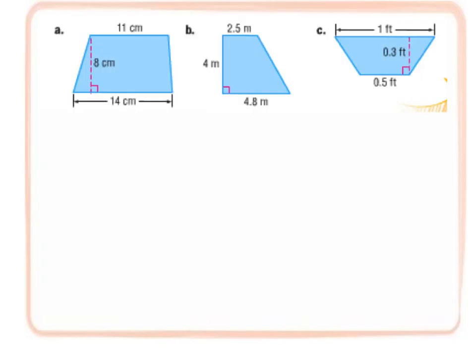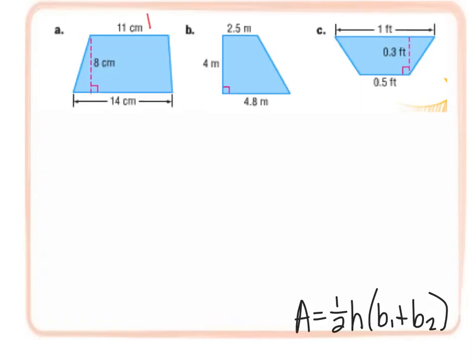They don't give it to me for this one, so I'm just going to write it down here so that I have it nice and handy. Half of my height times the 2 bases added together: base 1 plus base 2.